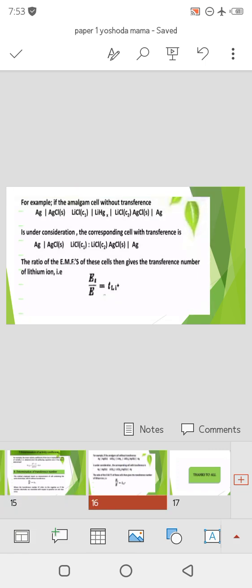So next one is, for example, if the amalgam cell without transference, AgCl, LiCl, lithium chloride, AgCl, Ag, like this is under consideration, the corresponding cell with transference is AgCl, LiCl and AgCl. So next one is the ratio of the EMF of these cells. This gives the transference number of lithium ion: Et divided by E is equal to tLi+.